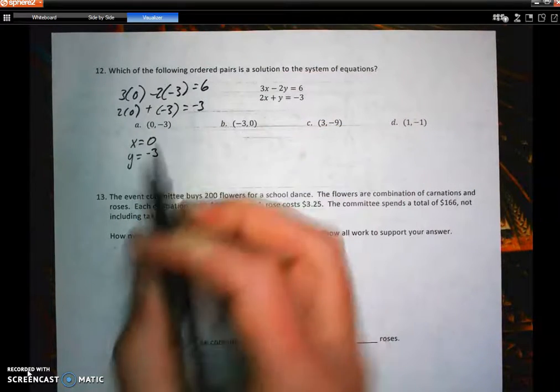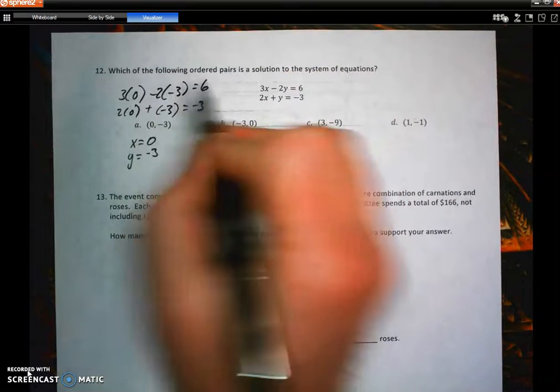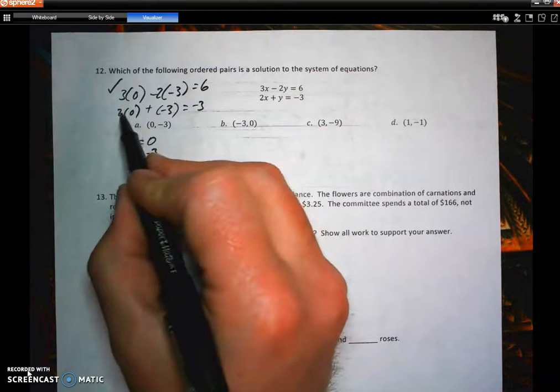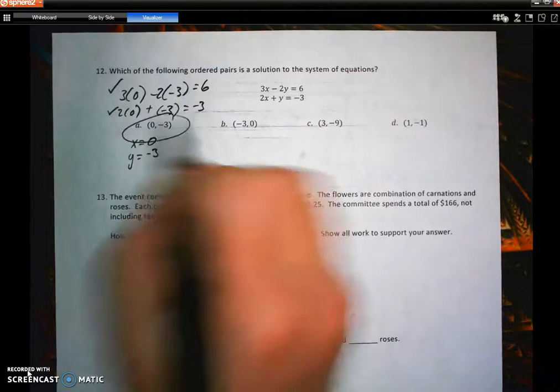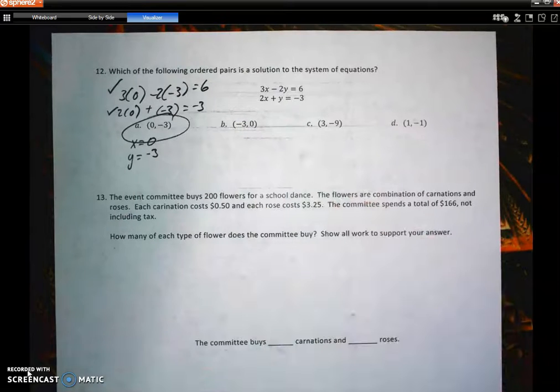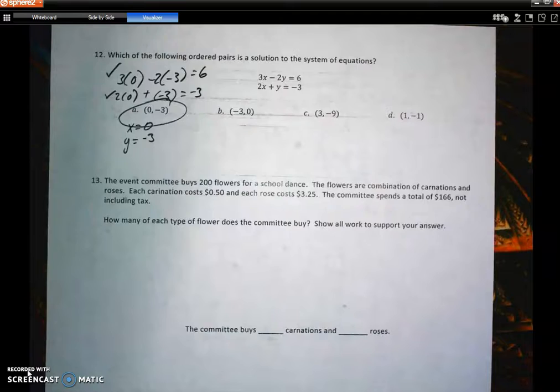So I just rewrote it. 0 plus 6 is 6. That works. 0 plus negative 3 is negative 3. That works. It's going to be A. And you can check the others as well using Desmos, but I can only do so many minutes on this.